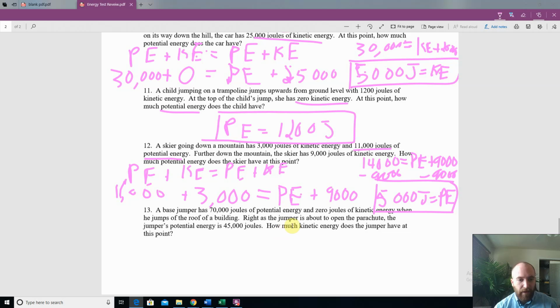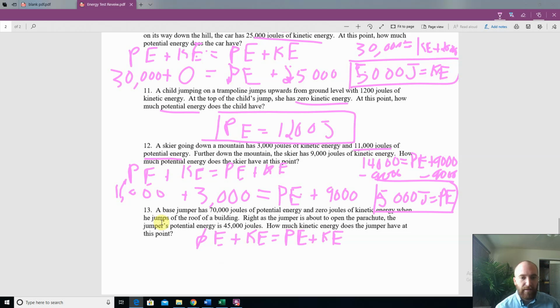Last up, 13. A base jumper, which is like people jump off buildings, with parachutes though, has 70,000 joules of potential energy and 0 joules of kinetic energy when he jumps off the roof of a building. Right as the jumper is about to open the parachute, the jumper's potential energy is 45,000 joules. How much kinetic energy does the jumper have at this point? Again, we're doing that conservation of energy, so that's going to be PE plus KE is equal to PE plus KE.